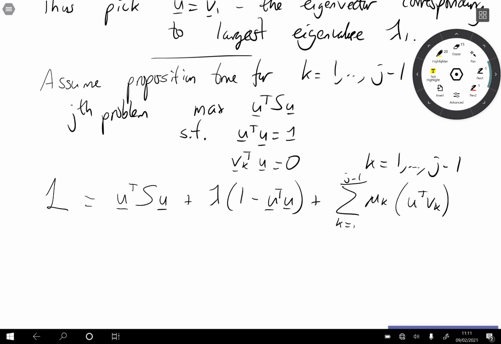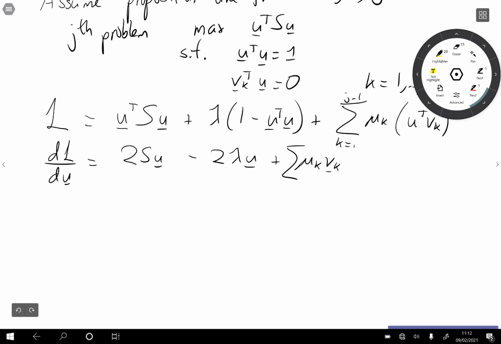So again, differentiating L by du equals 2Su minus 2 lambda u plus the sum of mu_k v_k. And as before, we're going to set this derivative equal to 0. Obviously here, if we differentiate with respect to lambda or with respect to any of the mu_k's, we're going to get back our constraints. So I won't bother writing that down.